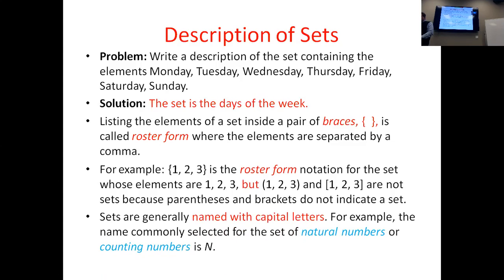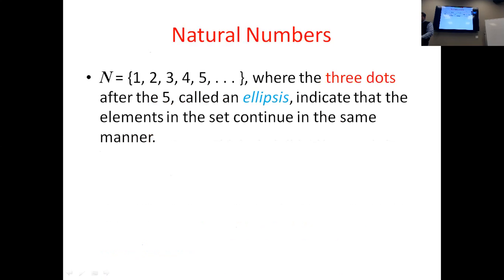A set is generally named with a capital letter. For example, the name commonly selected for the set of natural numbers or counting numbers is N, capital N. Okay? Like natural numbers. Here you see capital N, then 1, 2, 3, 4, 5, and then you have those 3 dots. Those 3 dots are called ellipses, indicating the elements in this set continue in the same manner, 6, 7, 8, 9, till infinity.